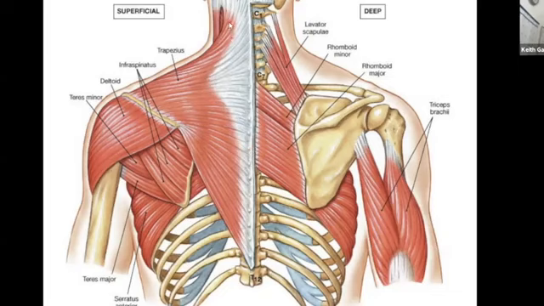Or on your traps right here, they're attached from closer up toward your head and coming down here on the scapula spine. When they contract, they're going to pull your scapula closer over to your spine and up toward here, right? So the muscles are contracting, they're pulling two things closer together.